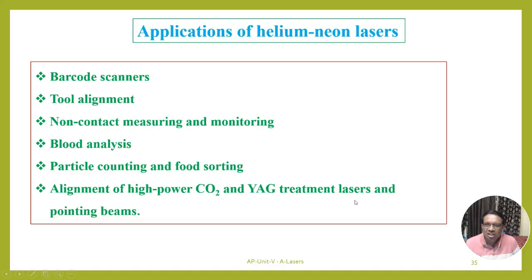Then we will see what tasks this helium-neon laser does. Barcode scanners, which are mostly used in supermarkets and grocery shops, tool alignment in machinery, non-contact measuring and monitoring, blood analysis, particle counting, and alignment of high energy lasers like high power carbon dioxide or Nd:YAG lasers. In treatments also we use it to focus the beam or align the path of these lasers.